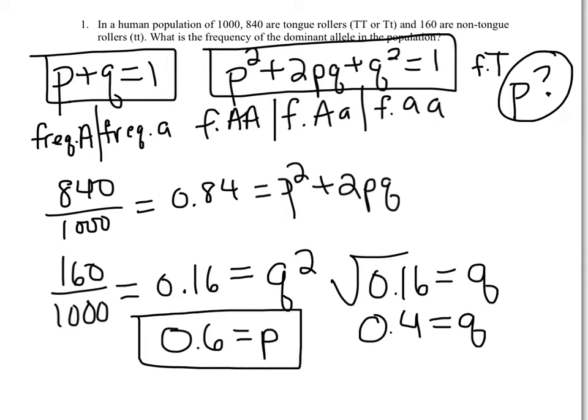So if you looked at all the alleles in the population, in the gene pool, you'd find that 60% of them were big T alleles. And some of those would have come from the homozygous dominant, and some of those would come from the heterozygote.